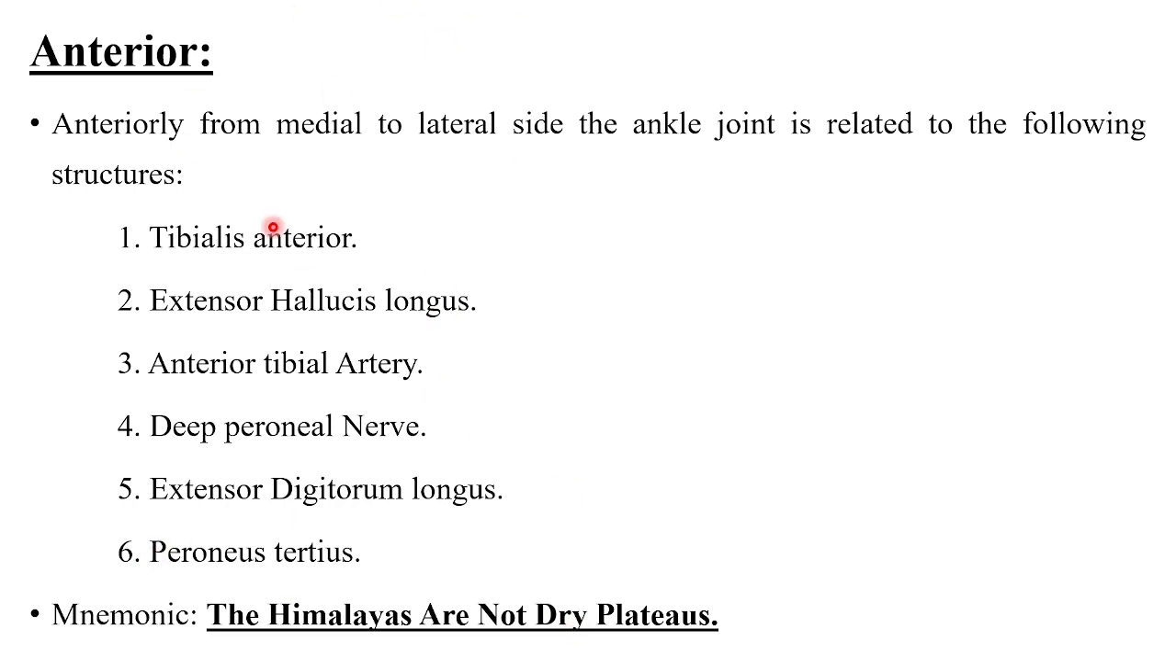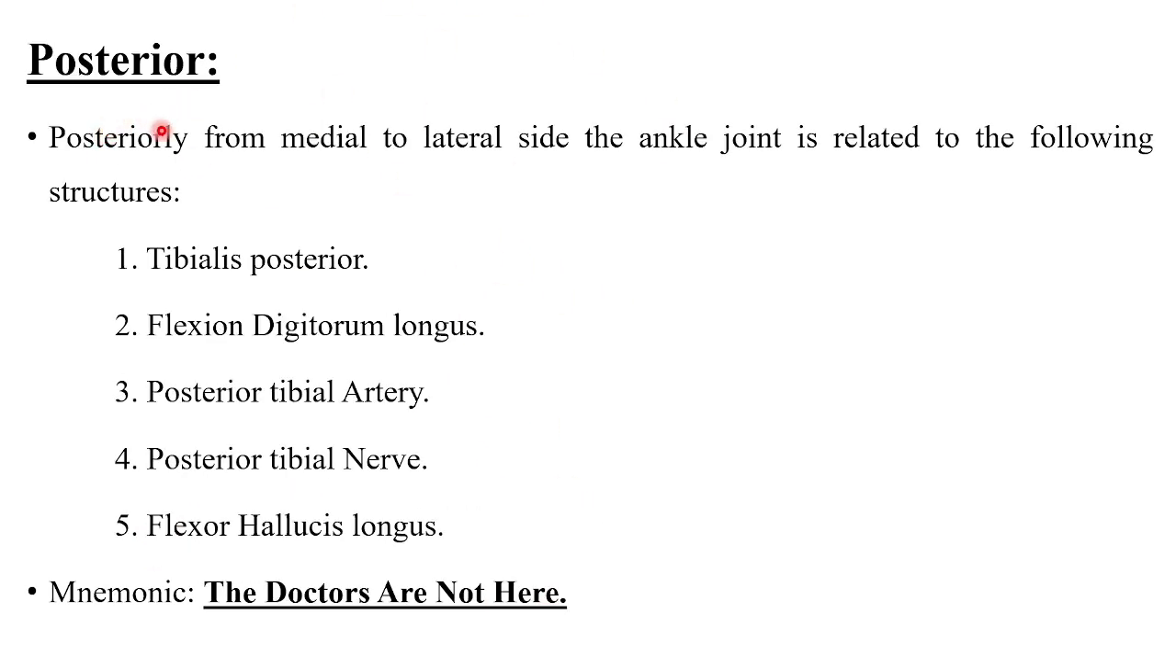So this is the anterior relations of your ankle joint, and the posterior relations, that is the structures crossing the ankle joint in the posterior aspect, include your tibialis posterior, flexor digitorum longus, posterior tibial artery, posterior tibial nerve, and flexor hallucis longus. So this can be remembered by the mnemonic: The doctors are not here. So T for your tibialis posterior, D for your digitorum longus, that is your flexor digitorum longus, and A for your artery, that is your posterior tibial artery, N for your nerve, that is your posterior tibial nerve, and H, that is your flexor hallucis longus. So these are the anterior and posterior relations of your ankle joint.